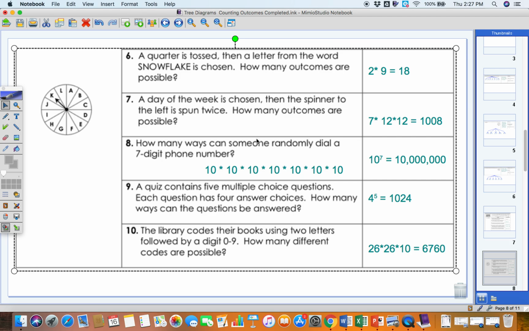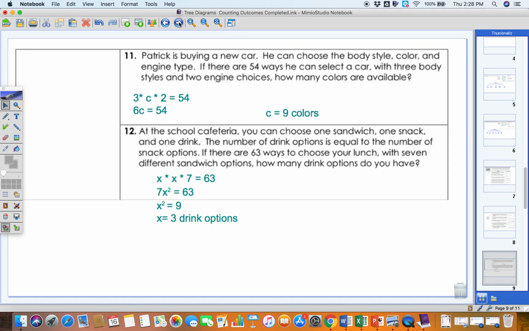Then number 10, the library codes their books using 2 letters followed by a digit 0 to 9. How many different codes are possible? There are 26 letters in the alphabet, so 26 times 26 times 10 is 6,760.